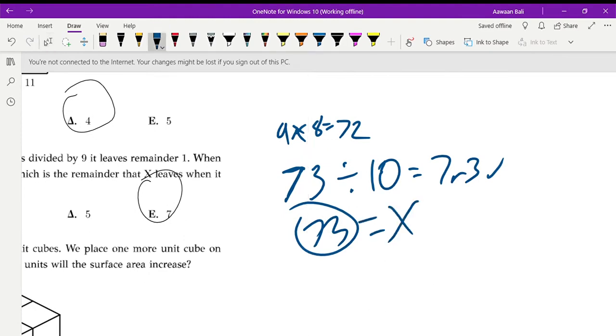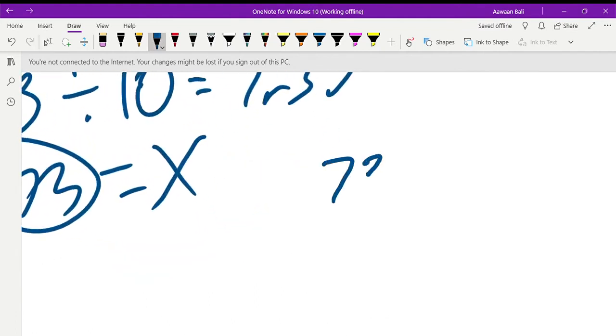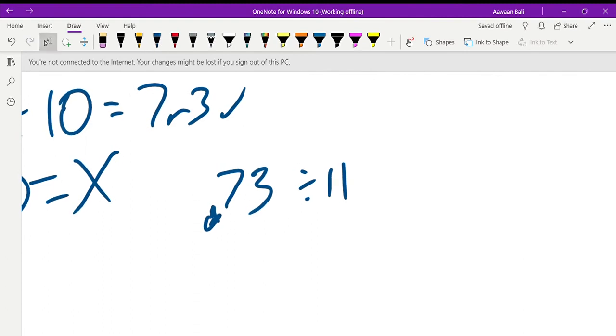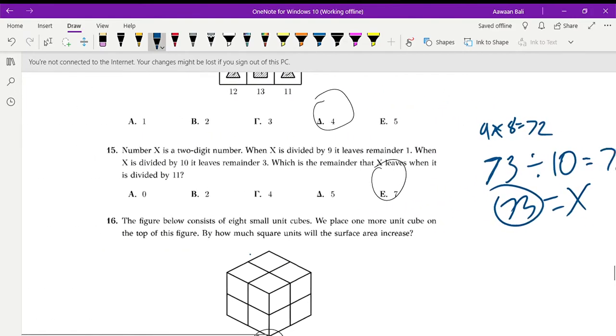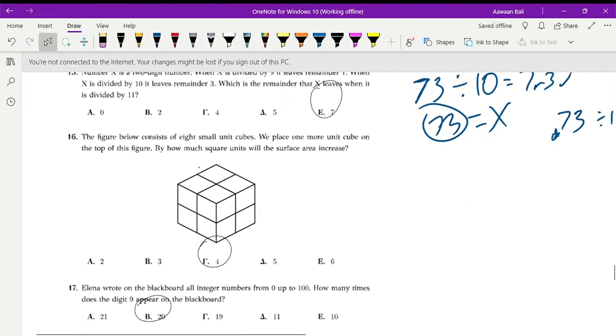So we can say 73 is our number x. But now it's asking what the remainder will be when it's divided by 11. So 73 divided by 11. It's definitely not bigger than 77, but it's definitely bigger than 66, which means you can say that's 6 remainder, and 73 minus 66 is 7. So the remainder is 7, and therefore the answer to question number 15 is eta, 7.